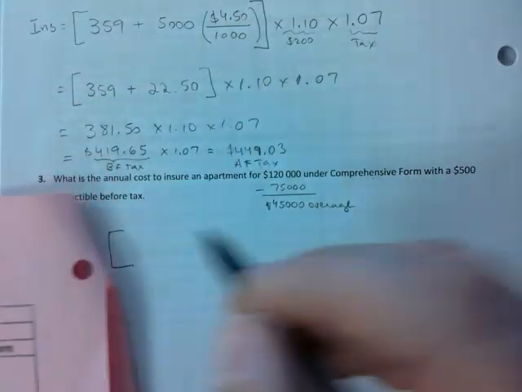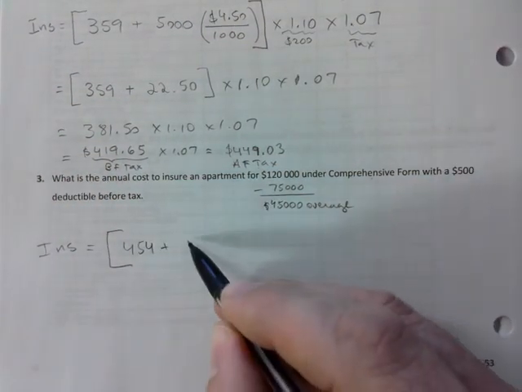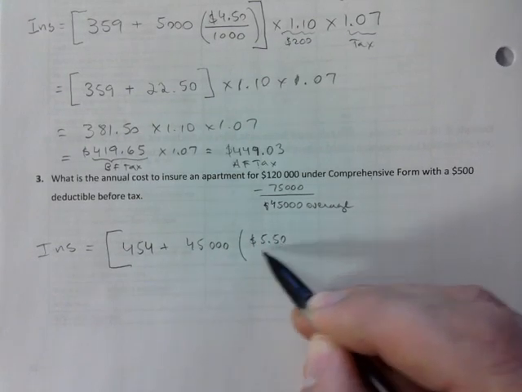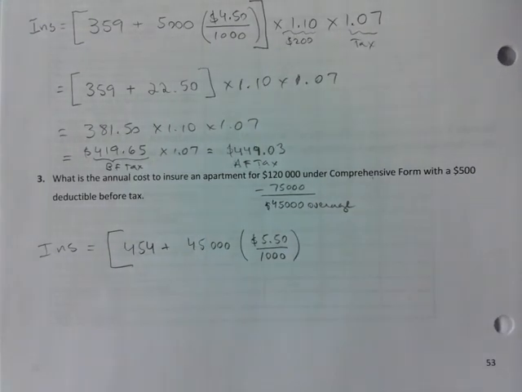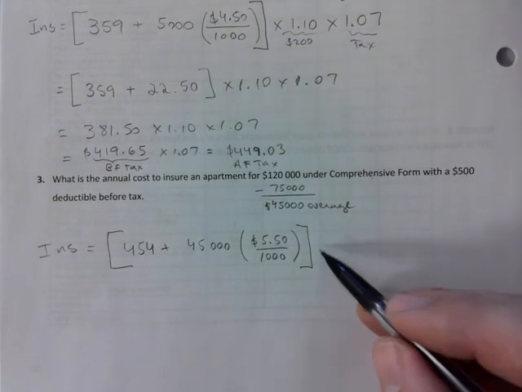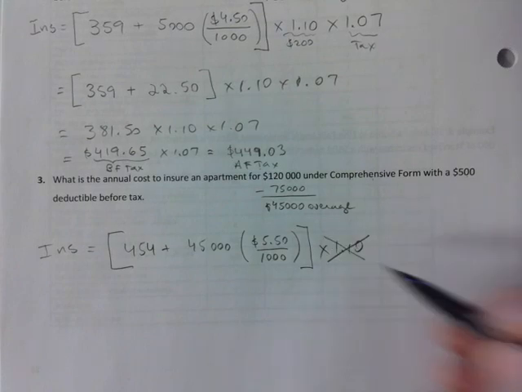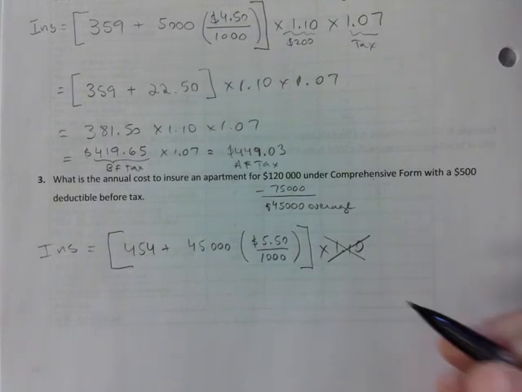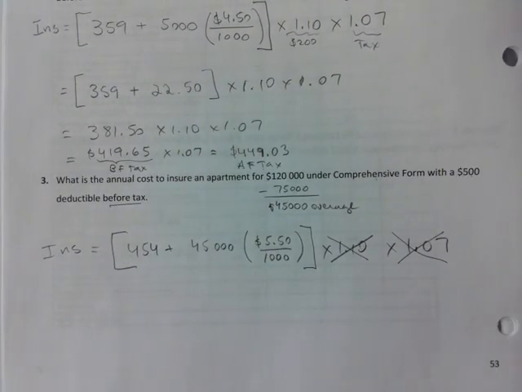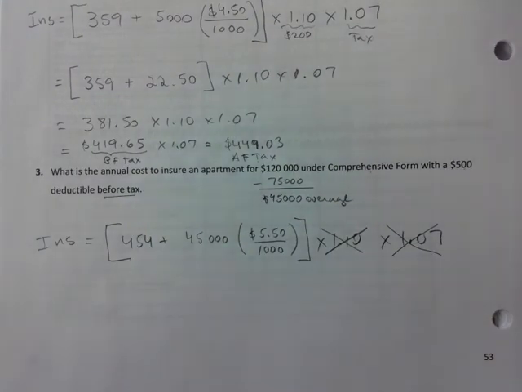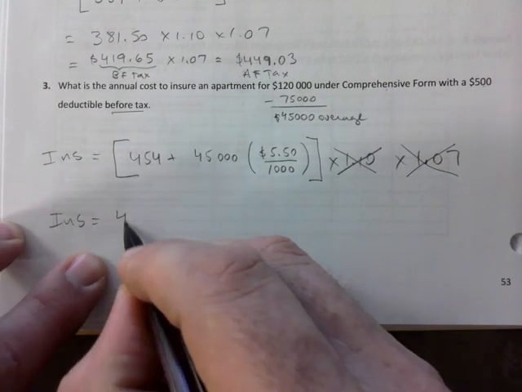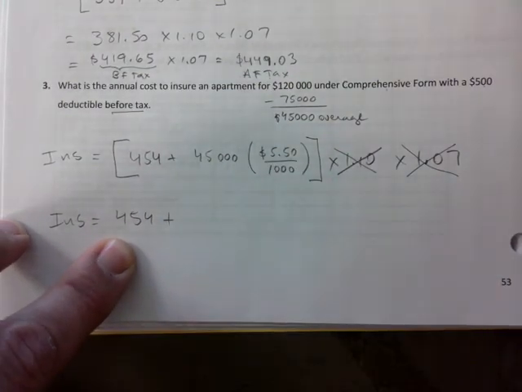Remember that? 454 plus $45,000, of which you're going to have to pay $550 for every $1,000 you go over. It says $500 deductible, so this part is gone. You don't do this part. And it's before taxes. Right? Before taxes, so that's gone as well. So you're just left with what's in the square brackets. Okay, so insurance would be 454 plus, let's clean this up.